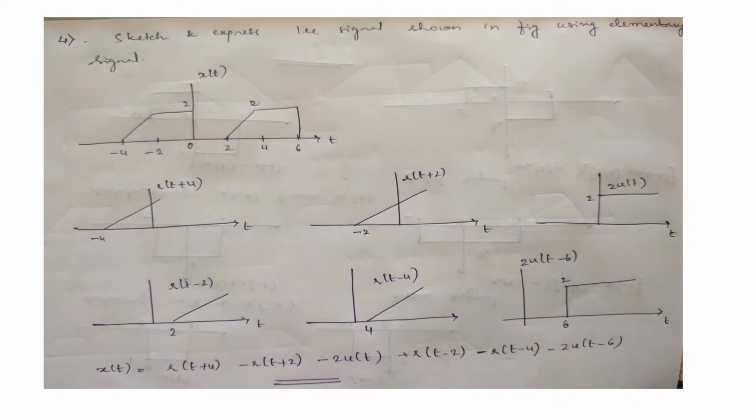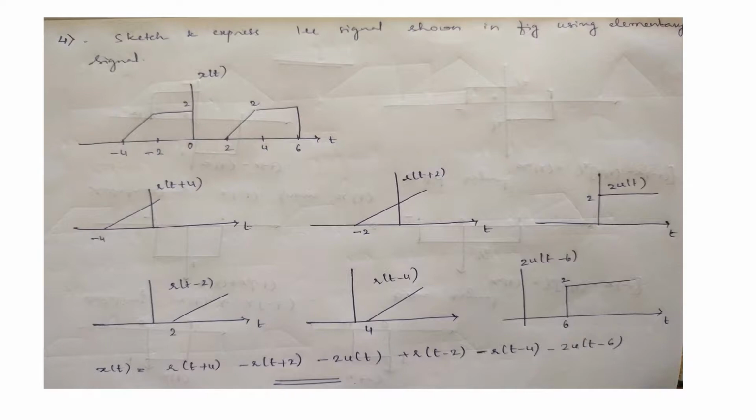Next, I have to sketch and express the signal shown in the figure using elementary signals. The given signal is x of t. So I have to find out what is the expression for the given signal. The ramp signal starts at -4. So I have to write the expression as r of t plus 4, and it will continue up to 2 and 0 also. So at 2 also the ramp signal is present, hence I have to take r of t plus 2.